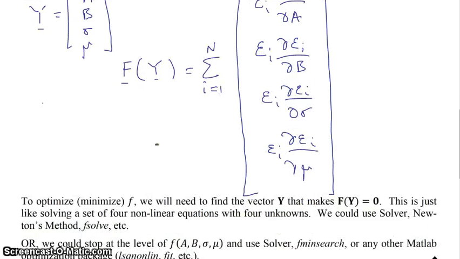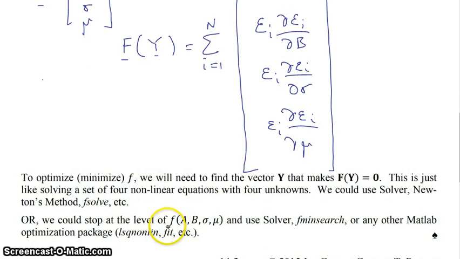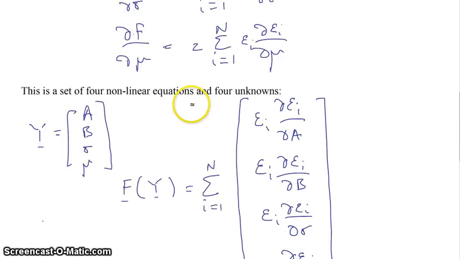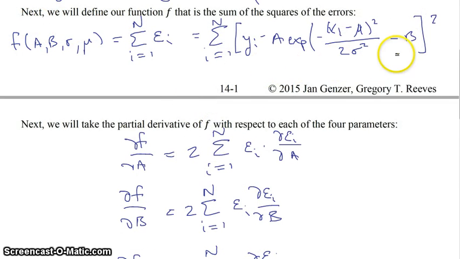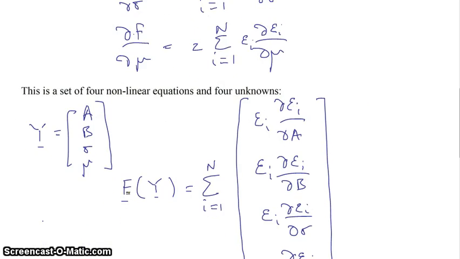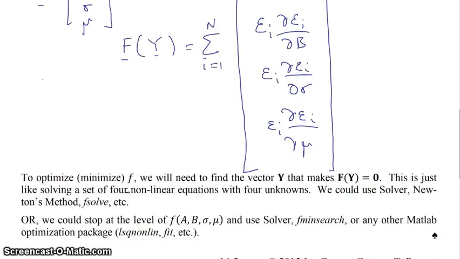Now, in addition to that, of course, we could also stop at the level of little f, which is this guy right here, right? Instead of taking all these partial derivatives and trying to solve 4 nonlinear equations in 4 unknowns, all we're going to do is take this little f and plug it into one of MATLAB's nonlinear minimizers like fminsearch, or some other optimization package like lsqnonlin and fit, which we're not going to talk about in this class, but for anyone who's interested, they're out there. Or you can use solver for this, right?